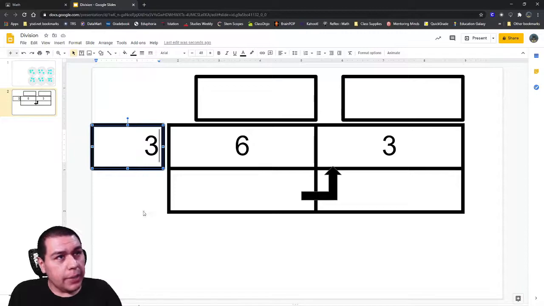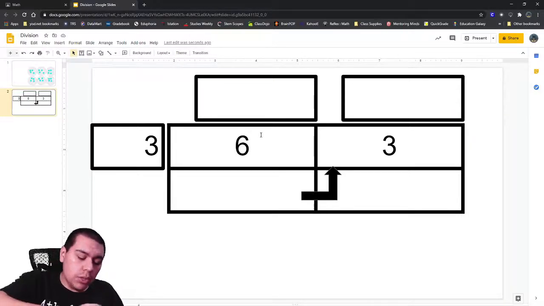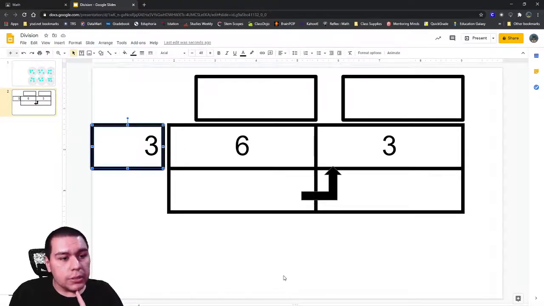63 divided by 3. So we're trying to make 3 groups. Again, I'm going to start with whatever box is closest to my groups. I'm making 3 groups, so the closest number I have is 6. So if I was going to try to share equally, I have 6, and I'm making 3 groups. What I'm going to do is count by 3s and see how many groups I'm able to make.